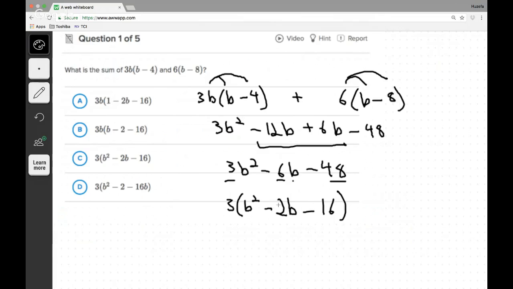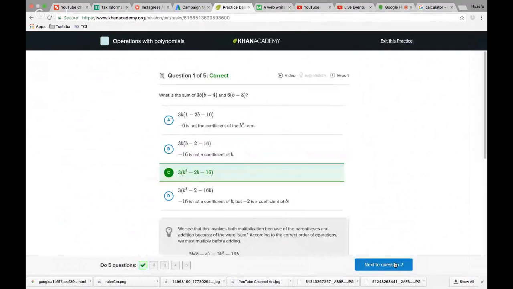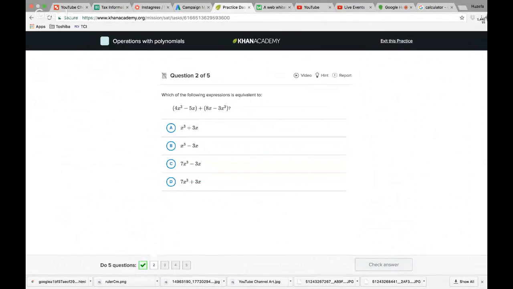This is our final answer. And it's not this guy because that has a 16b. It's not this guy, no b squared, no b squared. So it's c, this guy. And it's exactly what we have right here. These guys are the same. Let's go ahead and enter c for our answer. And it is correct. Excellent.